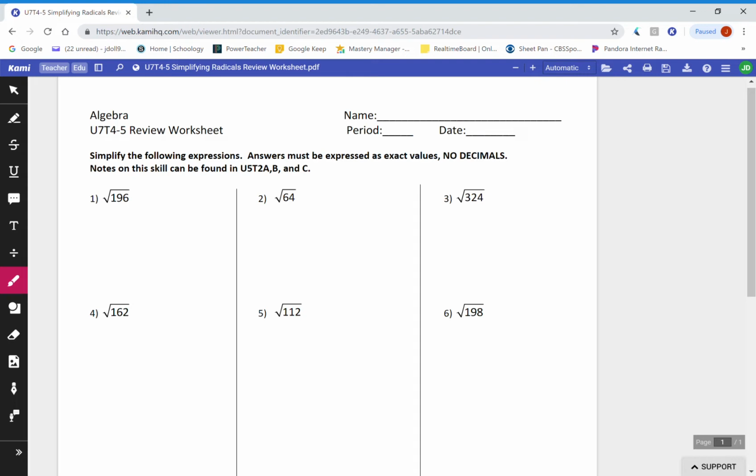Please notice in the directions, you can always go back and see all of this and more specifics in the notes from Unit 5. Target 2, Parts A, B, and C is where we did this originally. All right, so each row of problems are kind of similar. So I'm going to do one problem from each row to refresh our memory.